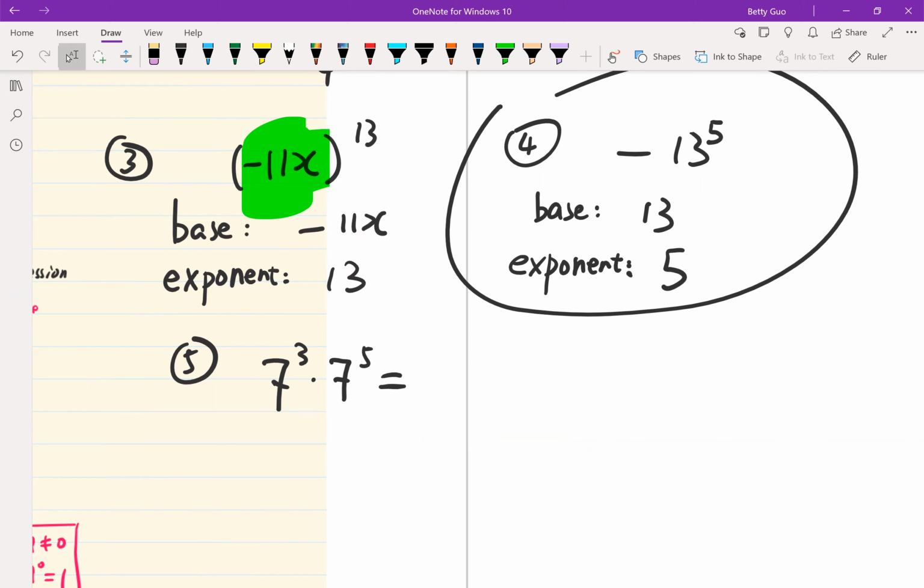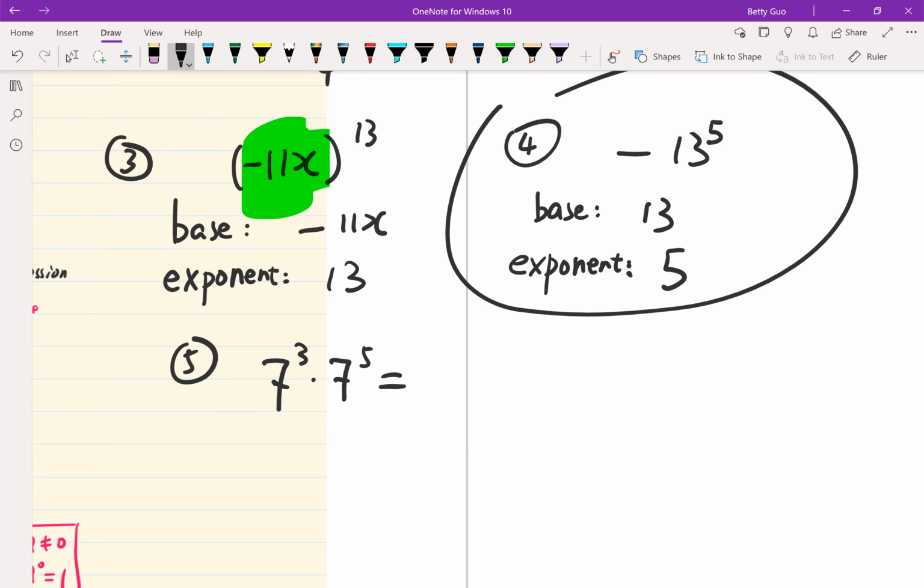Seven to the power of 3 times 7 to the power of 5. 7 to the power of 8. What formula do you apply? Product rule. Very good. You apply the product rule when you multiply two powers with the same base, right?